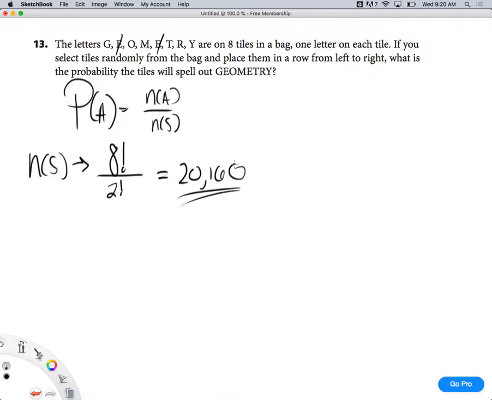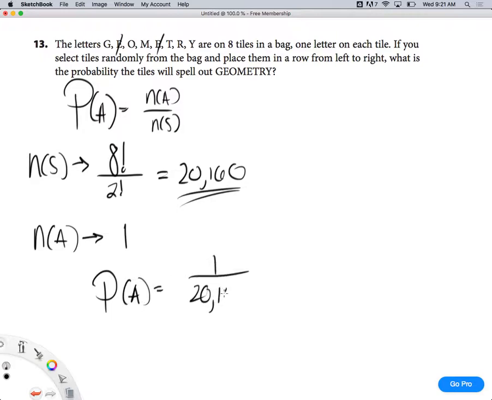Is that clear? Now, N(A) is what I'm interested in. So what am I interested in? Spelling out the word GEOMETRY. Well, how many ways are there to spell GEOMETRY? Just one. So N(A) is just 1. So the probability of A is 1 over 20,160.